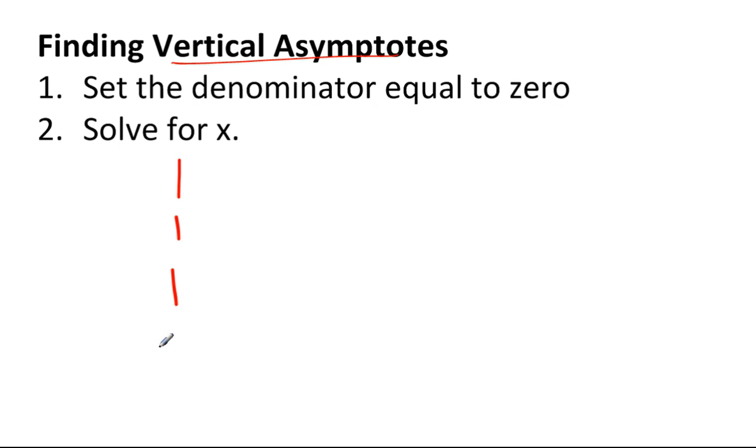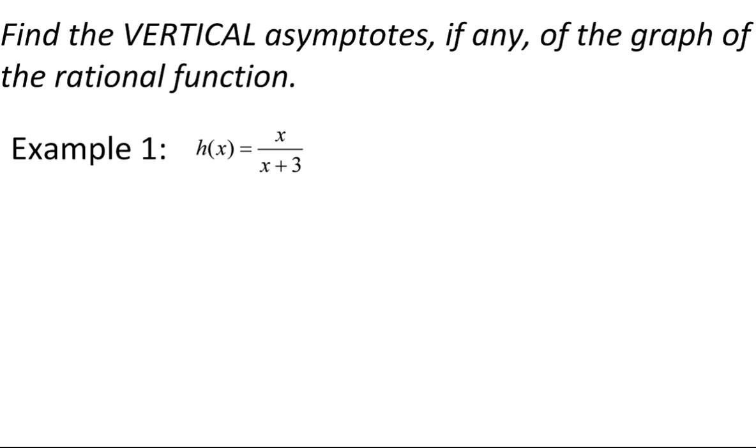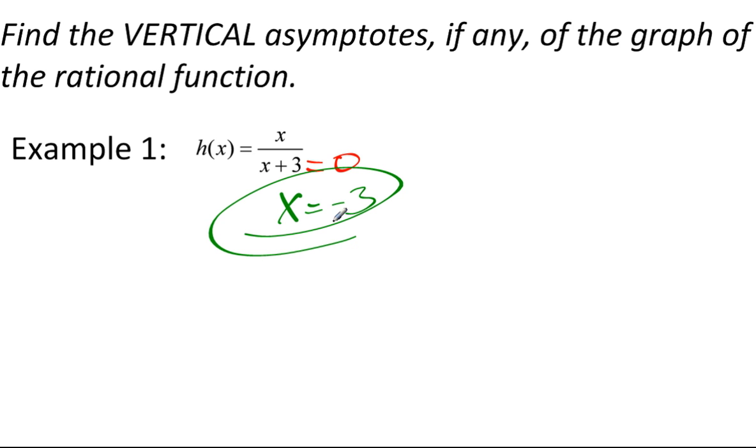Our vertical asymptote is still the part here going up and down that our graph is not going to touch. It does not touch that because we can't have 0 on the bottom of our fraction, which is why our graph is not going to touch anywhere near the vertical asymptote. So we are still just going to solve for the bottom of our fraction equal to 0. So if it's x plus 3, all we have to do is put that equal to 0. That means x is going to equal negative 3, and that's all we're doing.